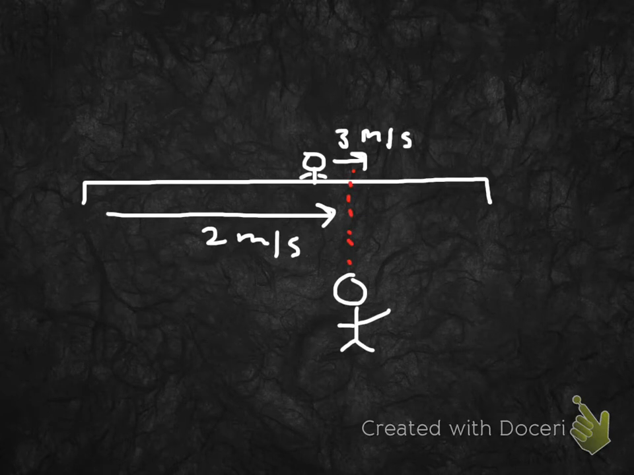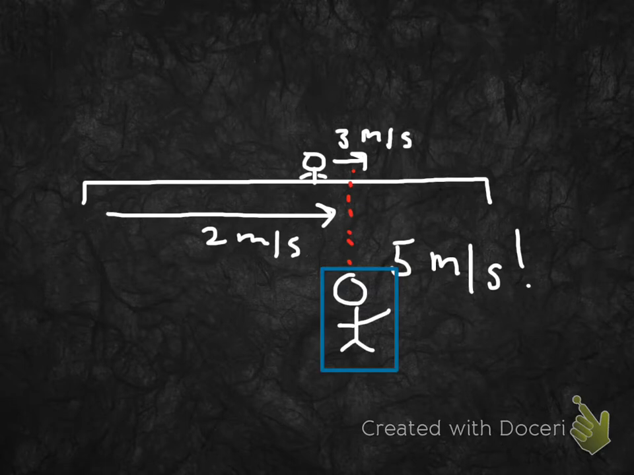Now from the individual that's observing you, you were moving at 2 meters per second, but now you're moving faster. We add the speed of the moving sidewalk and the speed of you walking, and from their standpoint, they see you moving at 5 meters per second. From your frame of reference, you're walking 3 meters per second, but to them it looks like you're moving at 5 meters per second.